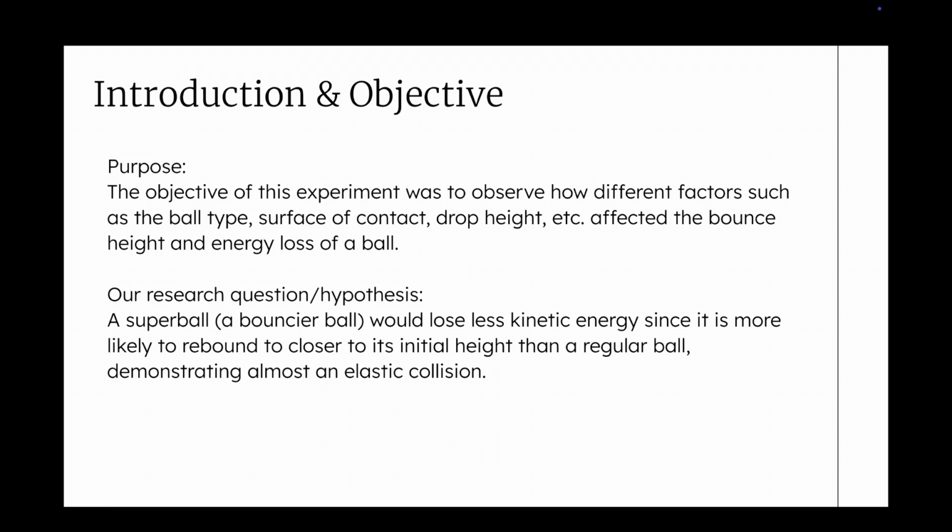But to make our experiment more purposeful and more specific, we chose just to focus on the type of ball that was being dropped. So we came up with our hypothesis that a super ball, a ball that's way bouncier, would lose less kinetic energy since it's more likely to rebound closer to its initial height than a regular ball. We came up with this hypothesis because it resembled an elastic collision, where all of the kinetic energy is conserved.